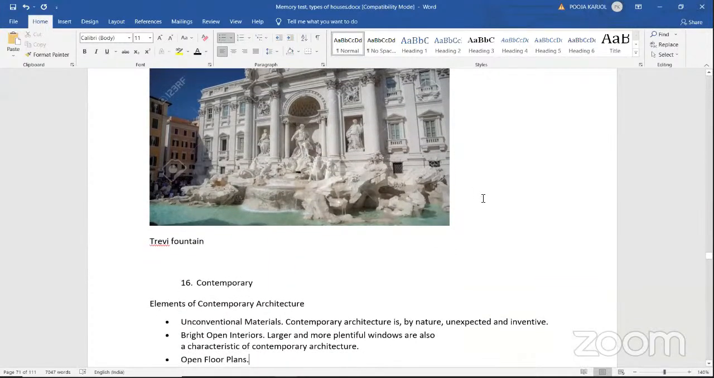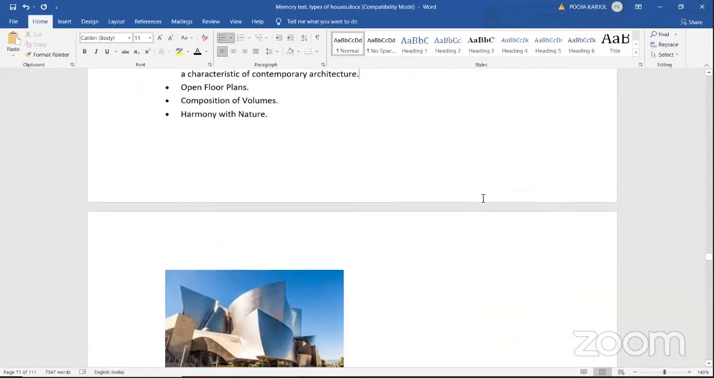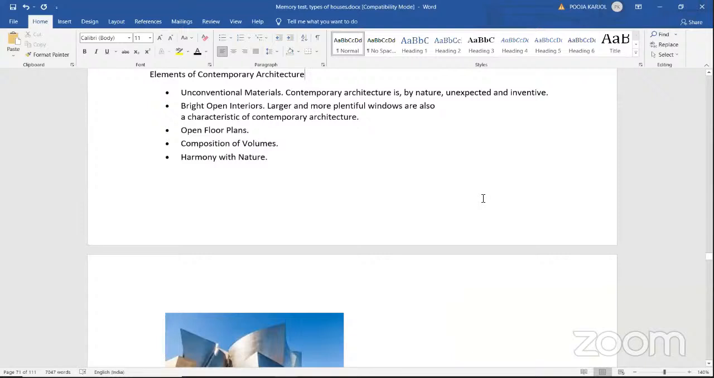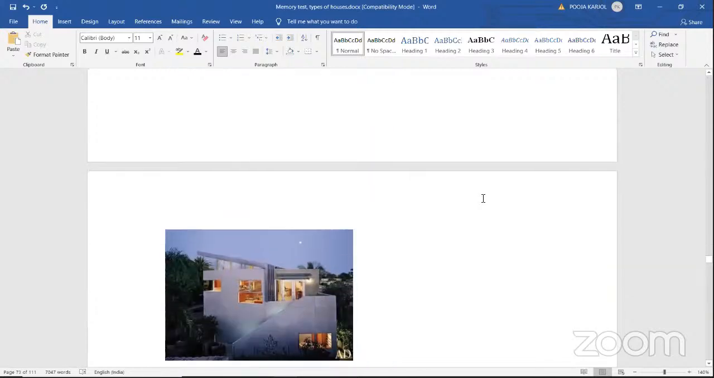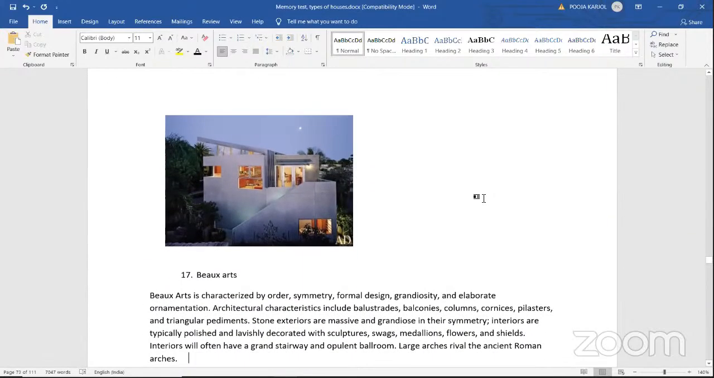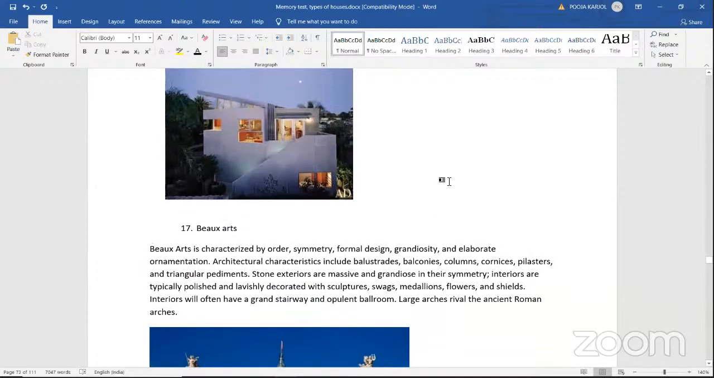Contemporary: unconventional materials. Okay, bright and open. This one has harmony with nature, open floor plans, composition and volumes. If nothing else, it's huge. This is a contemporary style home. Okay? Domestic building. Beaux-Arts.